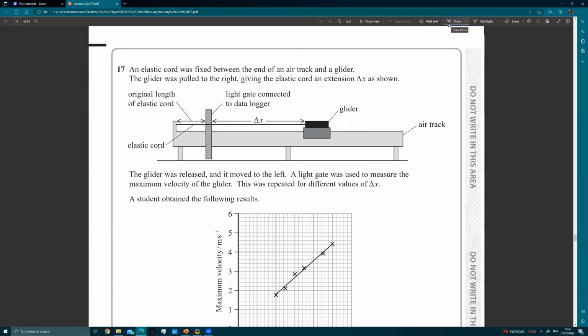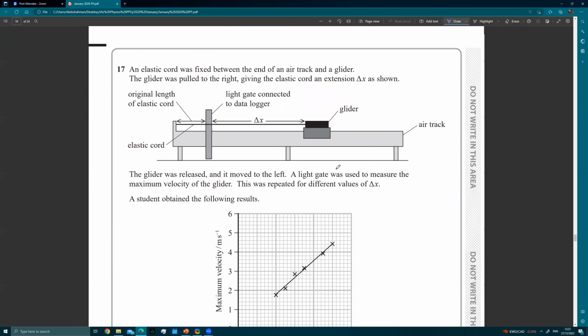Hello. So question 17: an elastic cord was fixed between the end of an air track and a glider. The glider was pulled to the right, given the elastic cord extension as shown. Obviously, when you extend any wire, there's elastic energy stored in your wire. The glider was released and it moved to the left. Why did it move? Because elastic energy was transferred to kinetic energy.